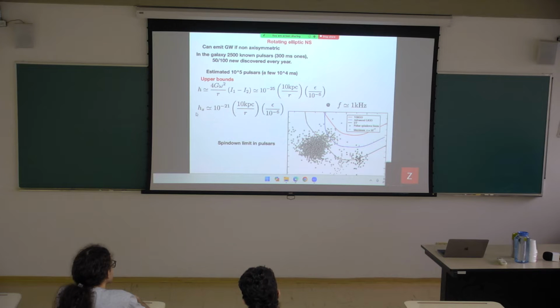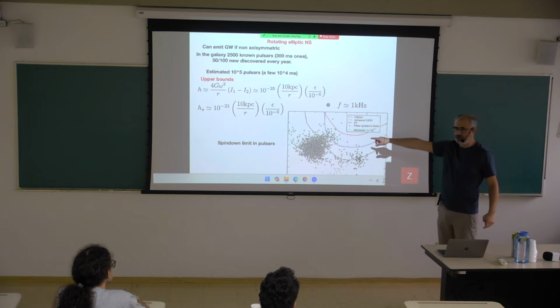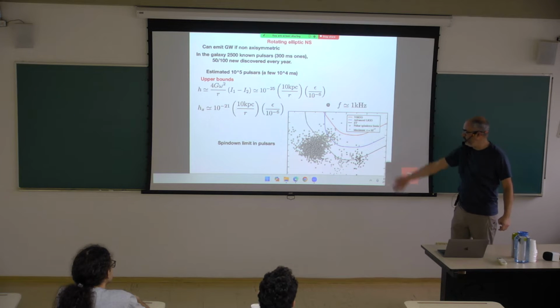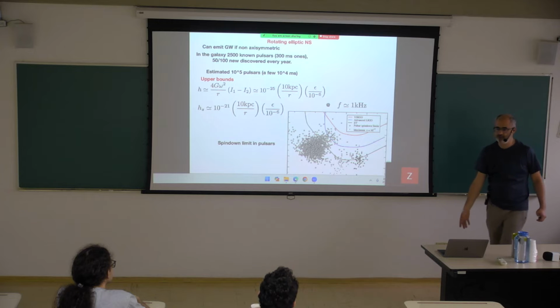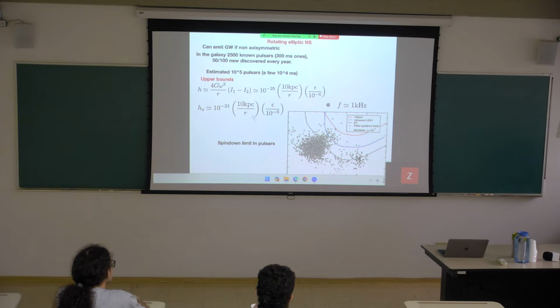So these are the empty dots here. These are the spin-down limit. So these are all known pulsars, okay? And whatever they emit in gravitational waves must be below the circle. So you see, for the slowly rotating pulsars, they are pretty much below what can be observed, which is expected because the gravitational wave amplitude is proportional to omega squared.